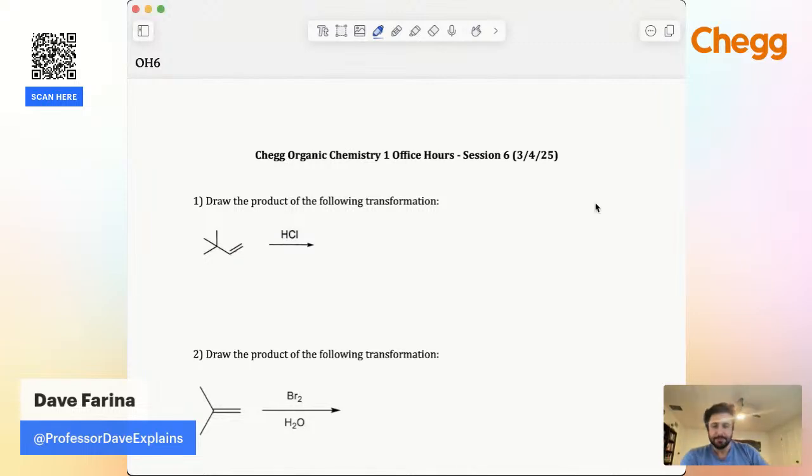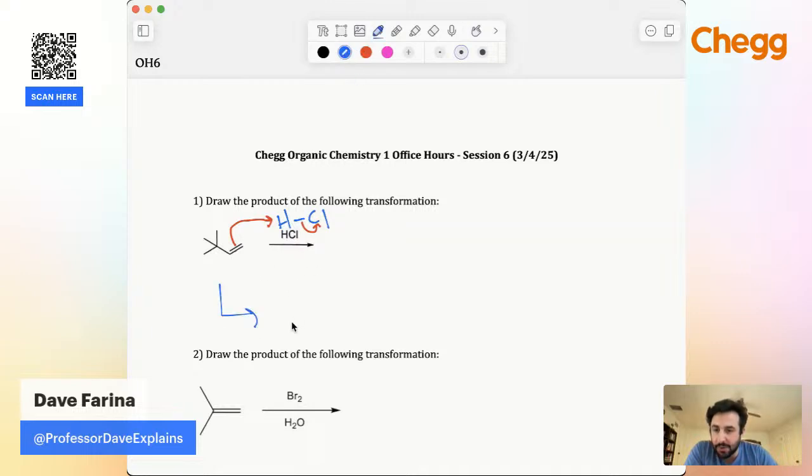So let's take a look at some of these. The first question here: draw the product of the following transformation. So we have an addition reaction. Now, with an addition reaction, we know that the pi bond is going to act as the nucleophile, and we have HCl. Let's go ahead and draw that covalent bond in there. And what's going to happen? We know that the pi bond will act as a nucleophile, and we'll go ahead and pick up this proton, and then these electrons here will stay with chlorine to generate the chloride ion. And so what will that leave us with? That will leave us with this carbocation here.